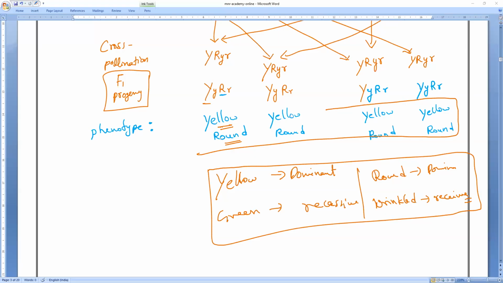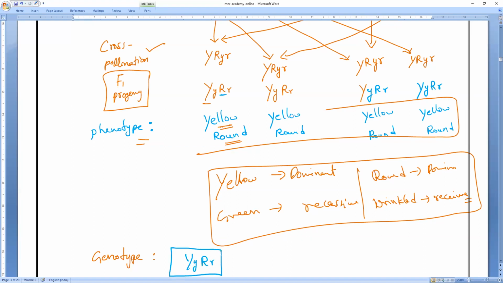So from that, we can say, always remember, in the parental generation we always have to undergo cross-pollination. So phenotype is this one in the F1 generation. And what is the genotype of the F1 generation of a dihybrid cross? Capital Y, capital R, small r. All four are the same plants.